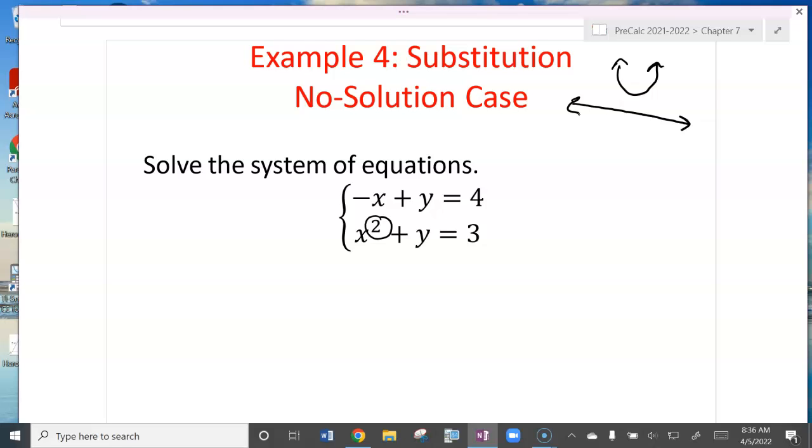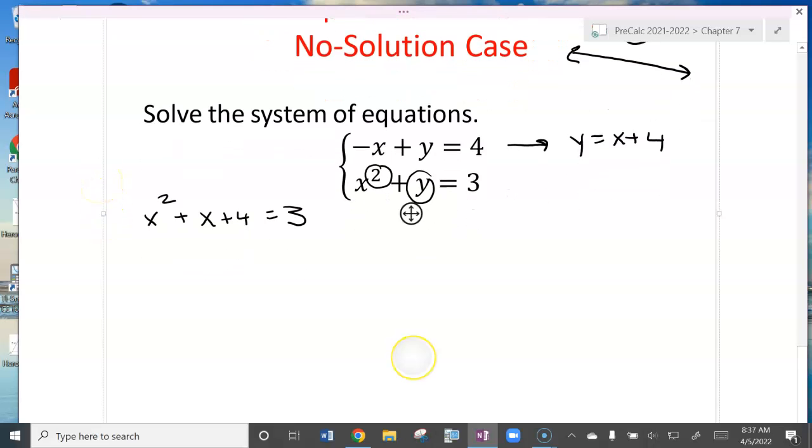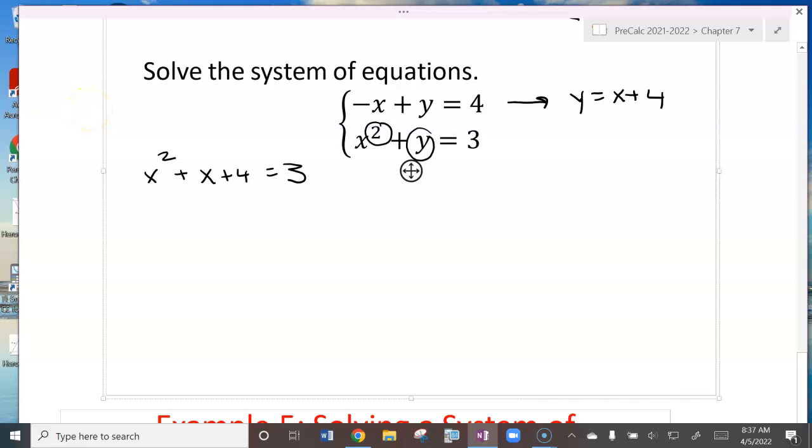Okay, just like last time, let's solve for y, get it by itself. So I'm just going to add x to both sides, so y equals x plus 4. And again, plug the y into your next equation. So that gives me x squared plus x plus 4, because there's my y, and that equals 3. We don't have any terms to combine, so what I want to do is set this equal to 0. I'm going to subtract 3 from both sides, so x squared plus x plus 1 equals 0.